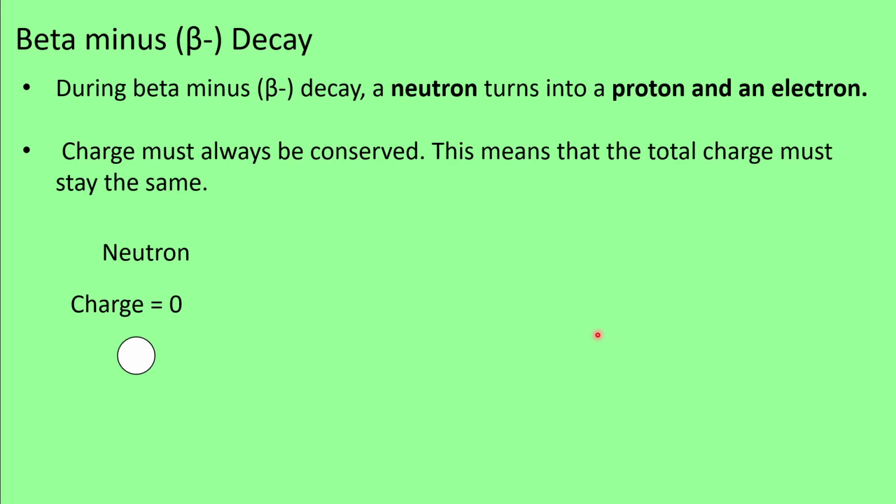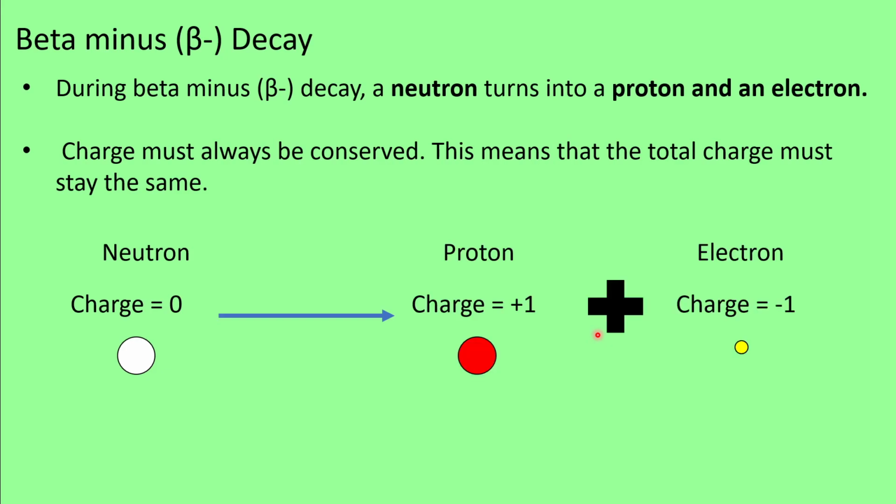So we have a neutron here with charge 0. Let's just check that this works. That goes to a proton and an electron. So we have charge 0 is 1 minus 1, and that works. Okay, the charges are balanced on each side.